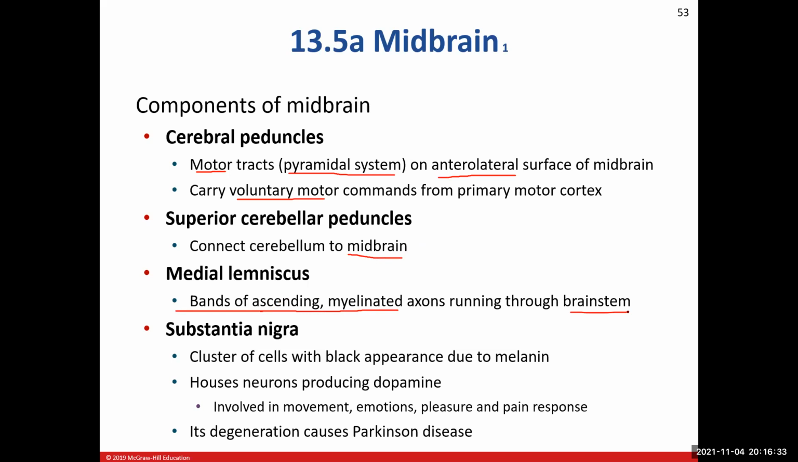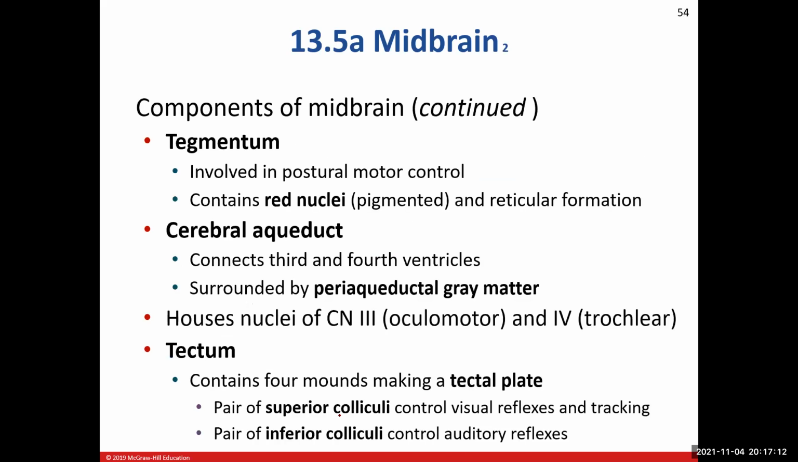Substantia nigra is that darkly staining structure kind of close to the anterior portion of the midbrain, and it's dark because of the melanin that's there, all right, but it produces a very important neurotransmitter, dopamine, all right, that influences motor movement. Also, we'll see how it influences, all right, emotions, pleasure and pain responses. So when you get damage to the substantia nigra or degeneration of those cells there in the substantia nigra, and they start to decrease their dopamine production, those folks are diagnosed with Parkinson's disease.